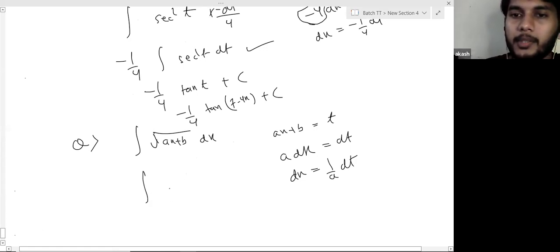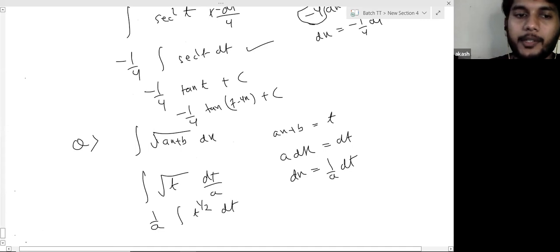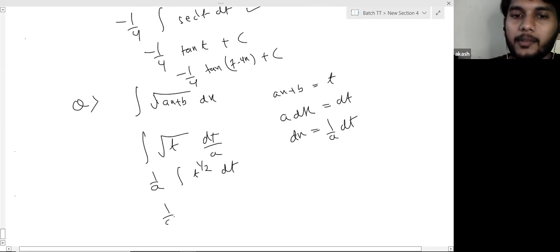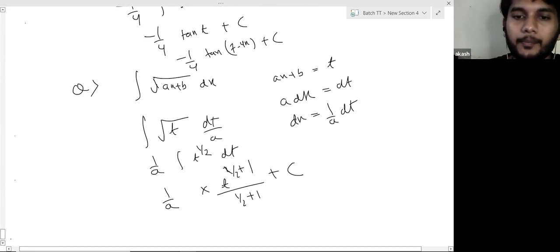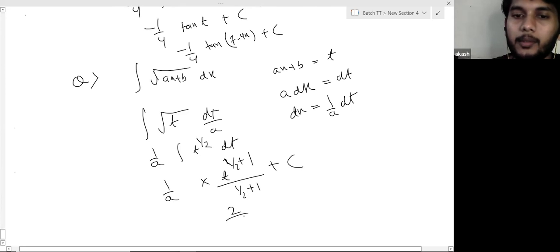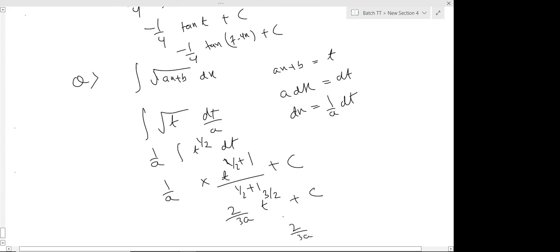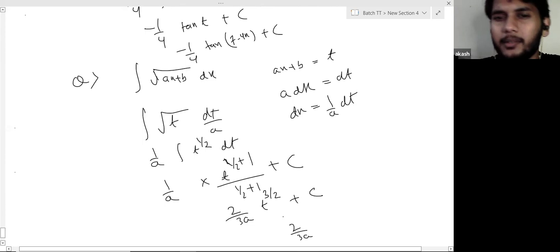So this whole equation becomes under root t, and dx is dt upon a. So 1 upon a integration of t to the power half dt. So integration of t to the power half is t to the power half plus 1 upon half plus 1, plus c. So this is 3 by 2. So 2 by 3a t to the power 3 by 2 plus c. Do we have to write like 2 by 3a, or can we just write 1 by a t raised to 3 by 2 by 3 by 2? Yes, you can do that, right? How you write it is not so important.